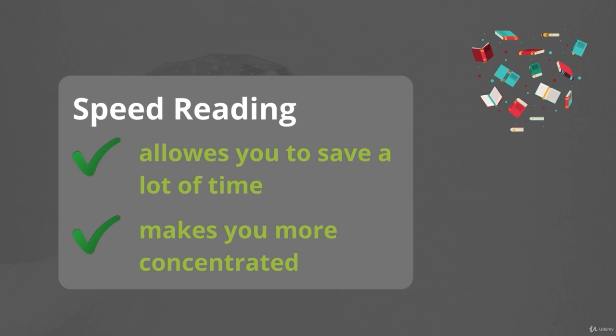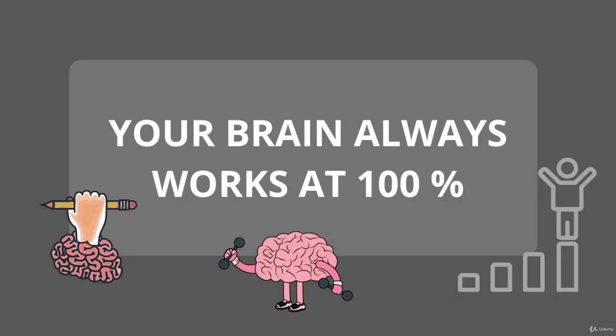This almost sounds too good to be true, right? But it has to do with the fact that your brain is always working at 100% brain capacity. Always. And if you don't give it enough input, so if you don't tell it what it needs to work on, it will find a task itself. And most of the time this task is evaluating past situations.